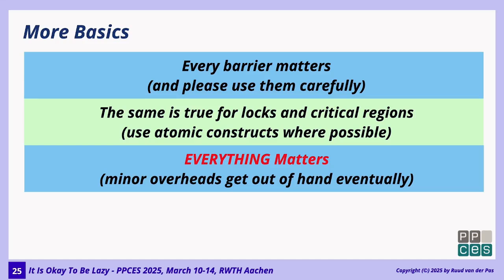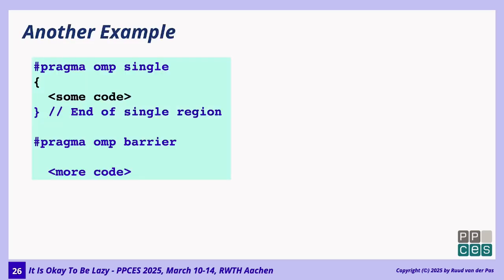Everything matters. Even when you run on a low number of threads, you may not see it yet, but as you increase the number of threads, those costs will start to matter. And again, profiling tools should help you find them, but don't leave anything on the table.